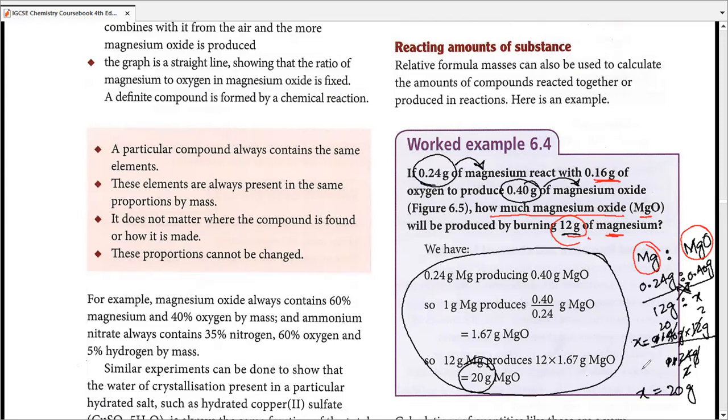Yes, sir. Okay, you can't take oxygen and magnesium oxide since the whole information for oxygen is not present over here. The question specifically asks us the amount of magnesium oxide by giving us the information for magnesium itself, not magnesium oxide.